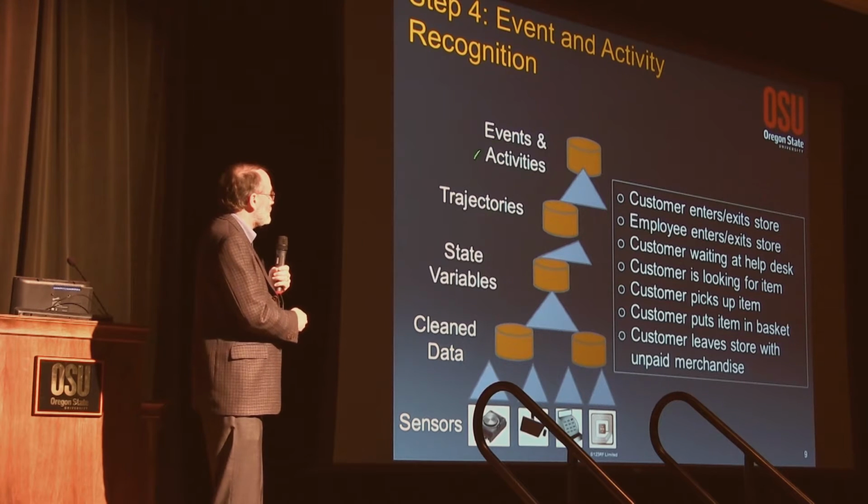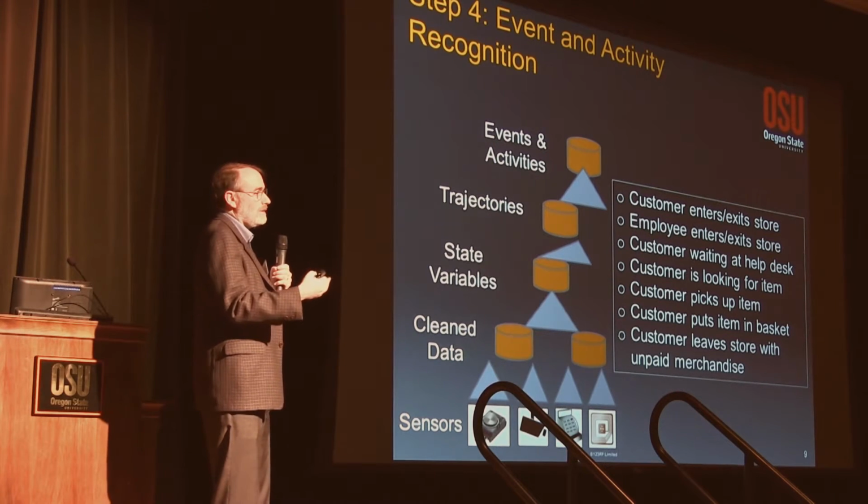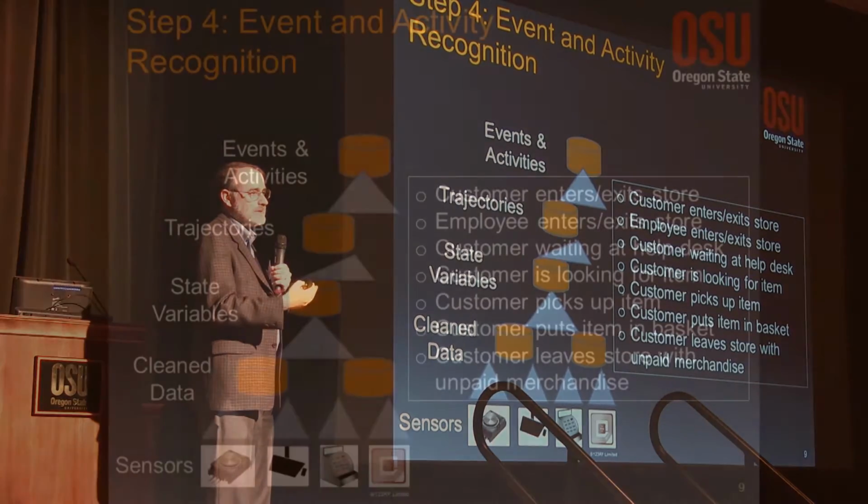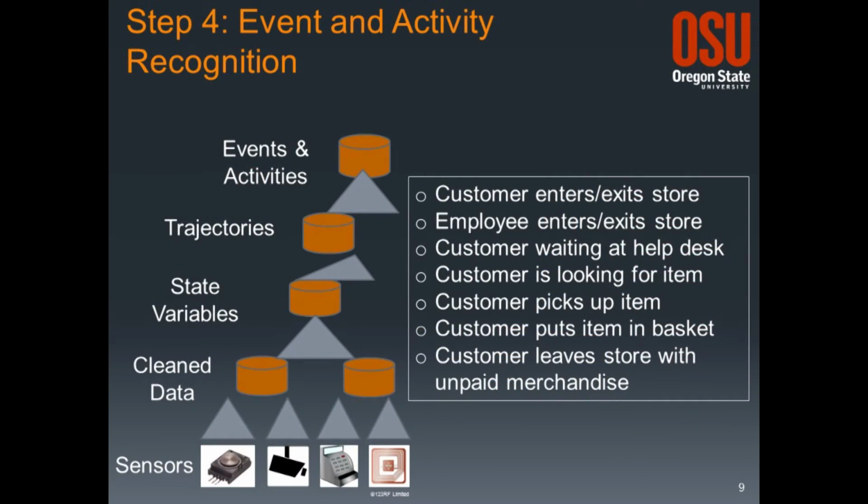And then the next level of analytics is event and activity recognition, and this is probably the most challenging level. Some things are pretty easy because we can have specialized sensors for them. So, say detecting when a customer enters or exits the store, or an employee. Each of those is probably not too difficult, although telling the difference between customers and employees might be a challenge.